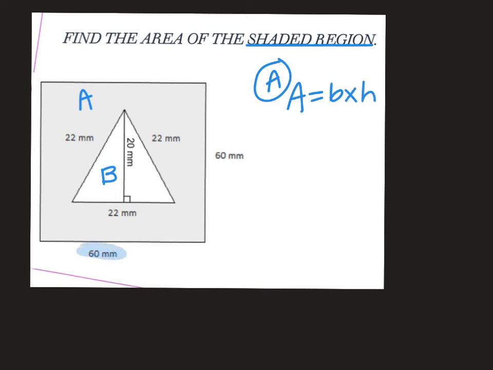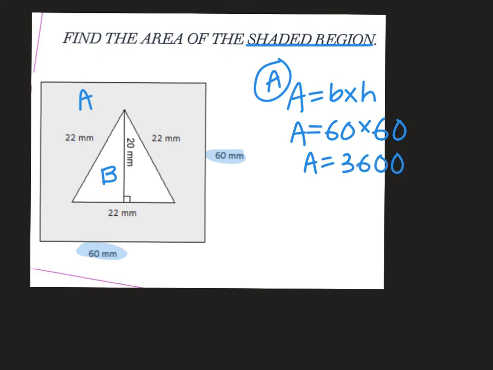My base for shape A is 60, my height is 60 as well, so it's actually a square, but area equals 60 times 60. Again, you have a calculator, please use it. Maybe you don't need one. This will give you 3,600.